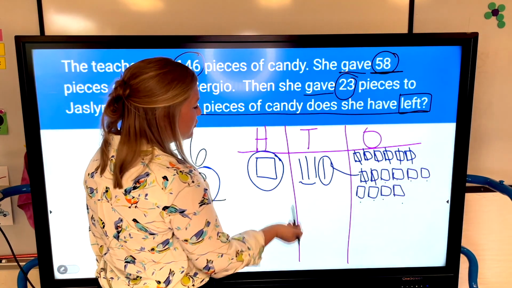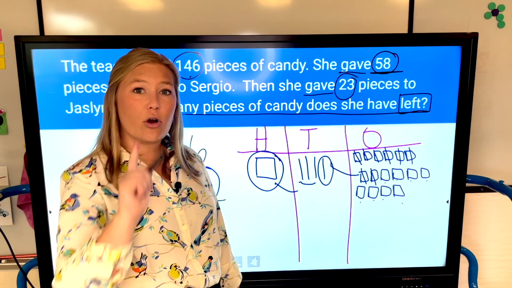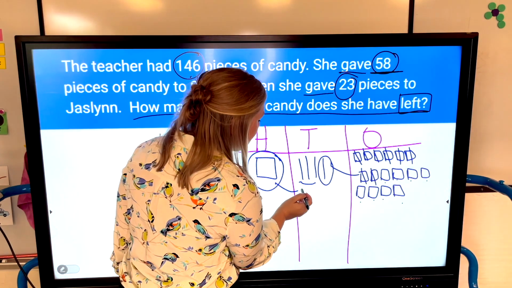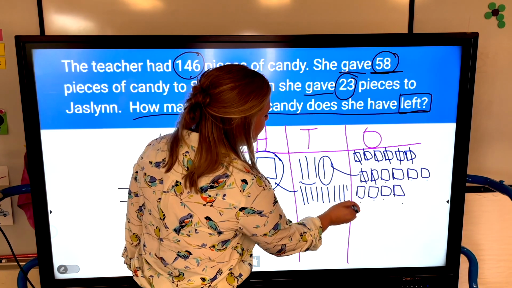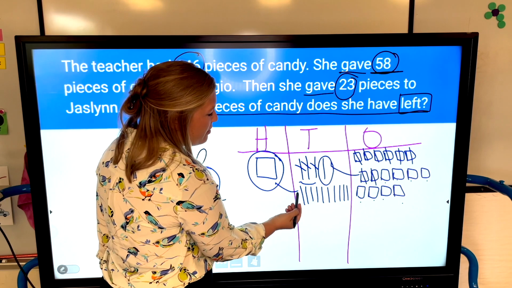So I'm going to take this group of 100 and I'm going to move it to my tens column. How many tens are in one group of 100? 10. It's always that lucky number 10. So I have 1, 2, 3, 4, 5, 6, 7, 8, 9, 10. Now I can take away 5. So 1, 2, 3, 4, 5.